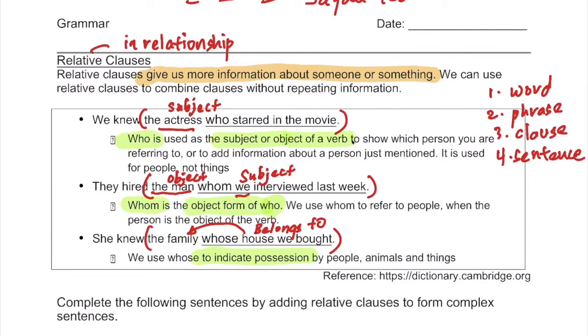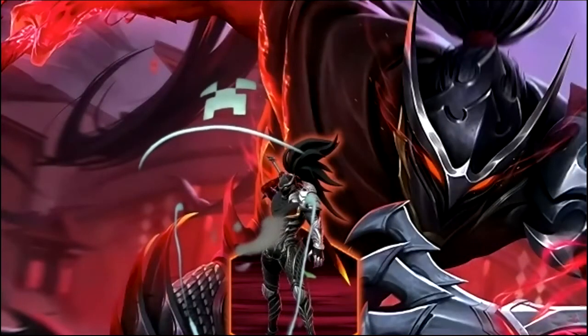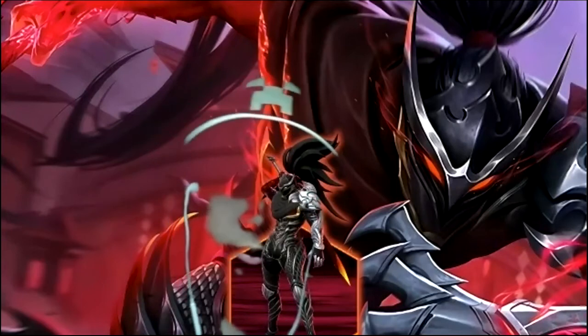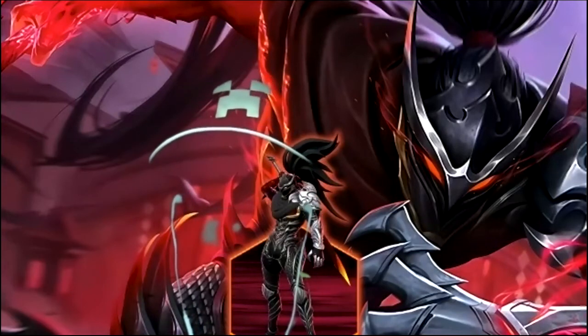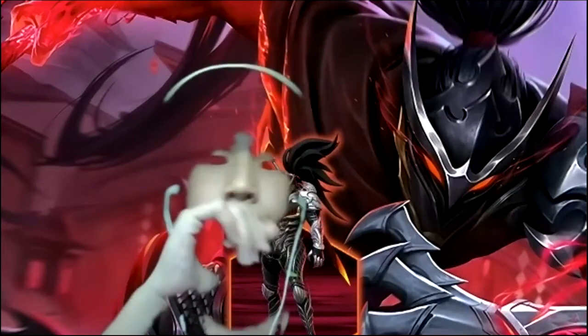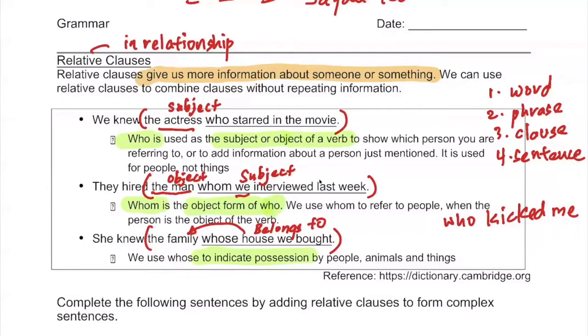So let me give you an example. Who is followed by, for example, who kicked. My spelling is horrible. Who kicked me? Mr. Pang, your screen froze again. Okay, thank you. Right, I need to keep moving it. Sorry. Okay, I apologize. Right, so who kicked me? Kicked is the verb, okay, who kicked me, right?